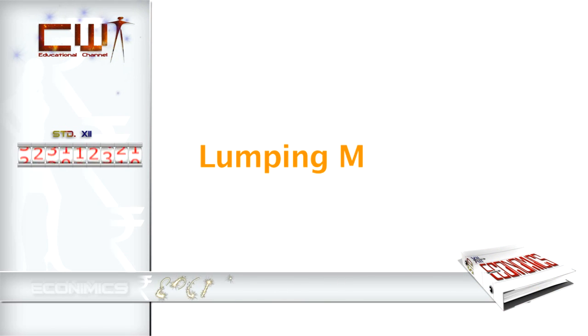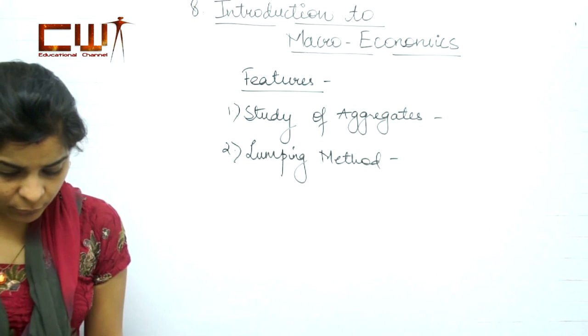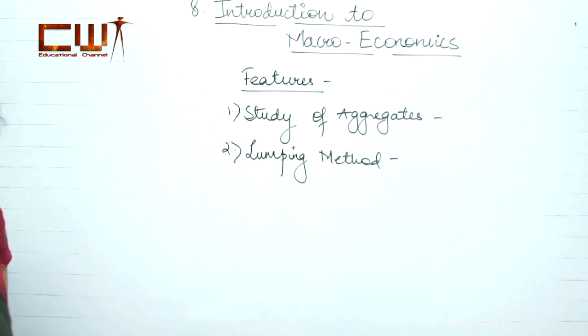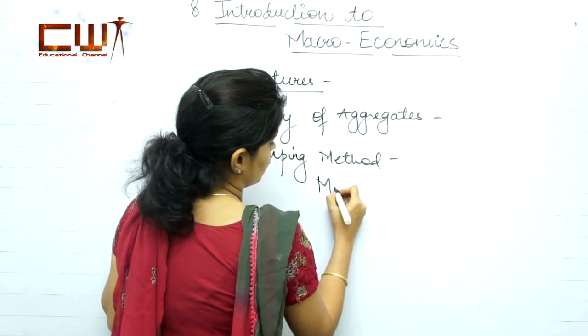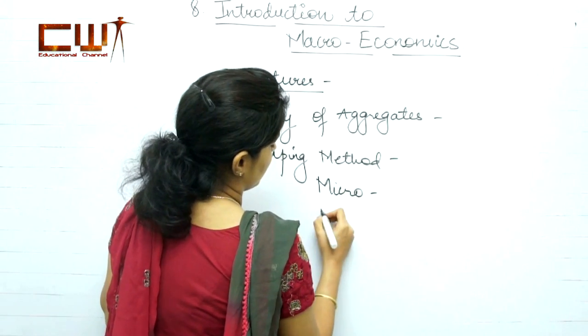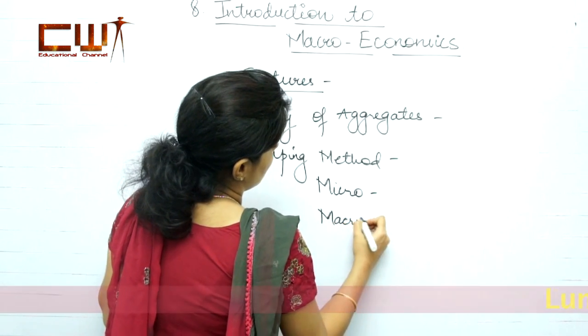Next we will study the lumping method. See, macroeconomics uses the lumping method for the purpose of economic study. We have two methods. We have two types of economics. We have micro and macro.